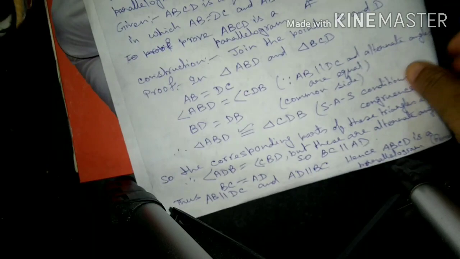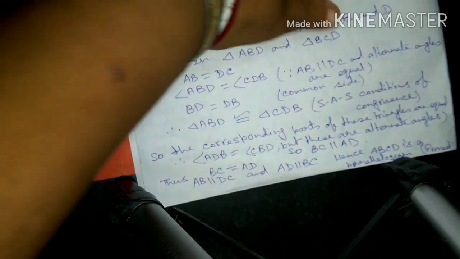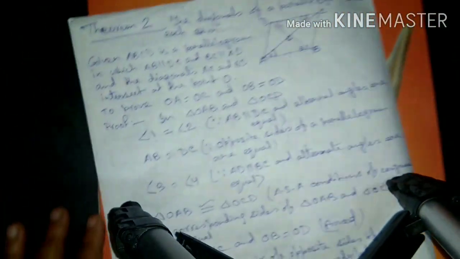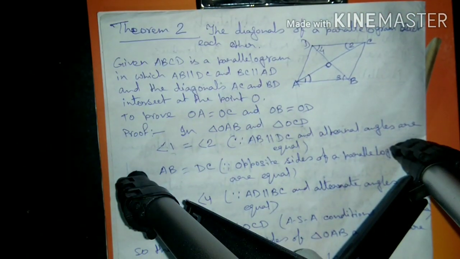Next come to theorem number 2. What is said? That the diagonals of a parallelogram bisect each other. So let us see how the diagonals bisect.